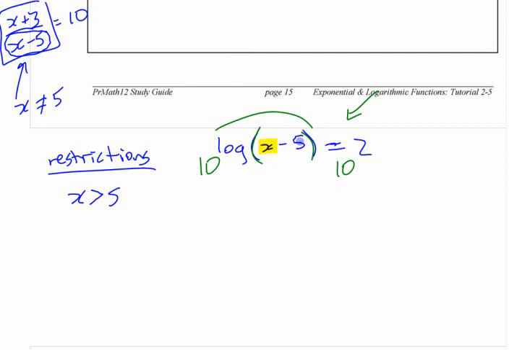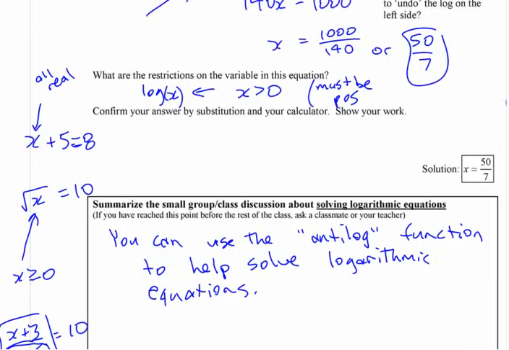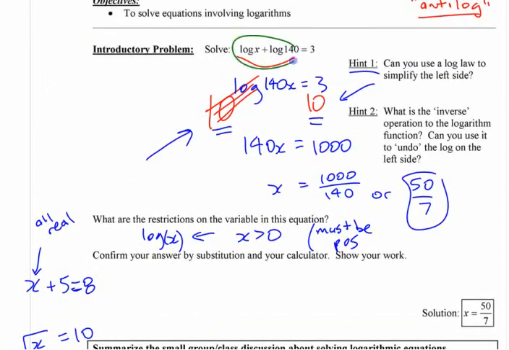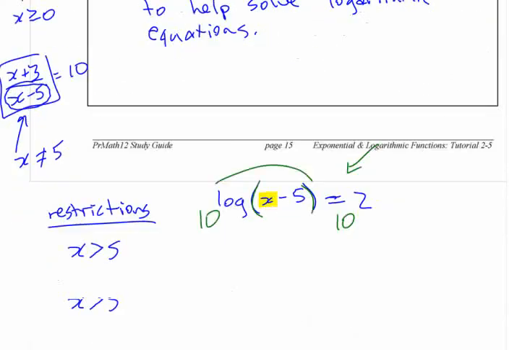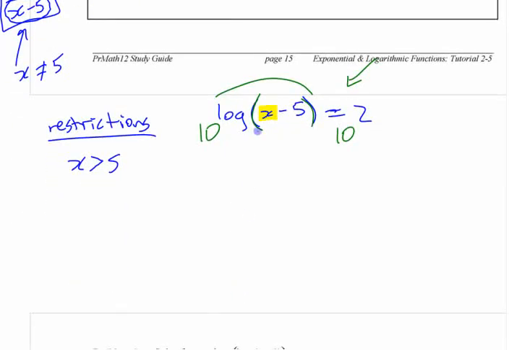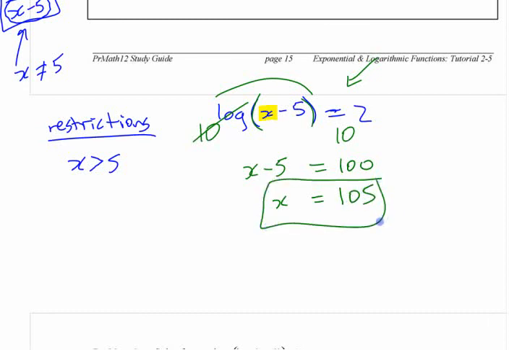It's not two separate terms like it was up here. This was two separate pieces. I couldn't anti-log each one individually. This is one big thing, so then I can cancel that. I get x minus 5 equals 100, right? So what's x? 105. Does this meet my restriction here? Is this okay with the restriction? It's okay, right? So that's an acceptable answer.